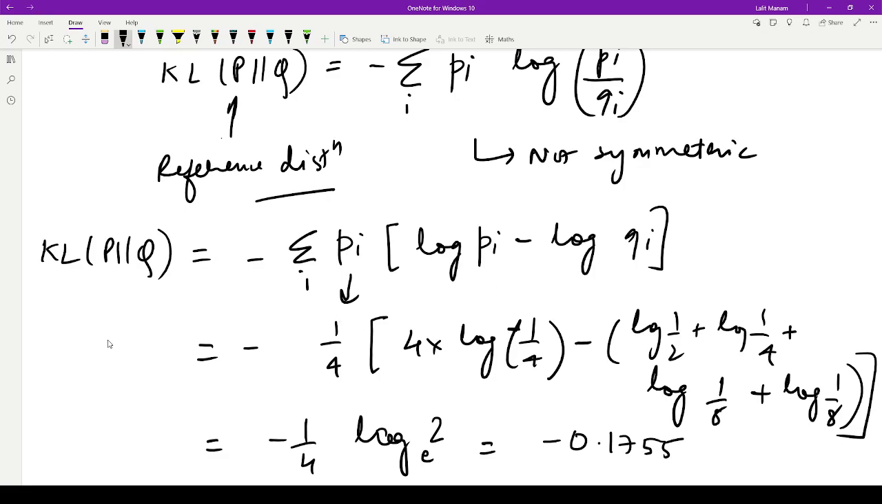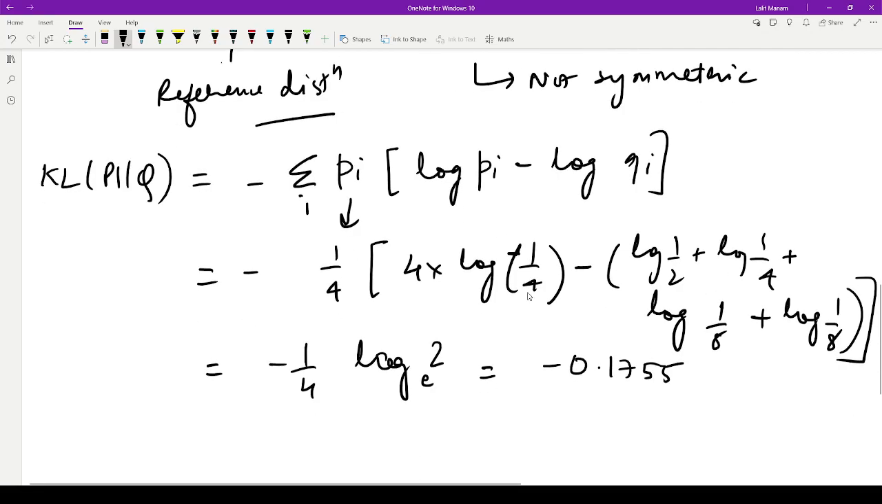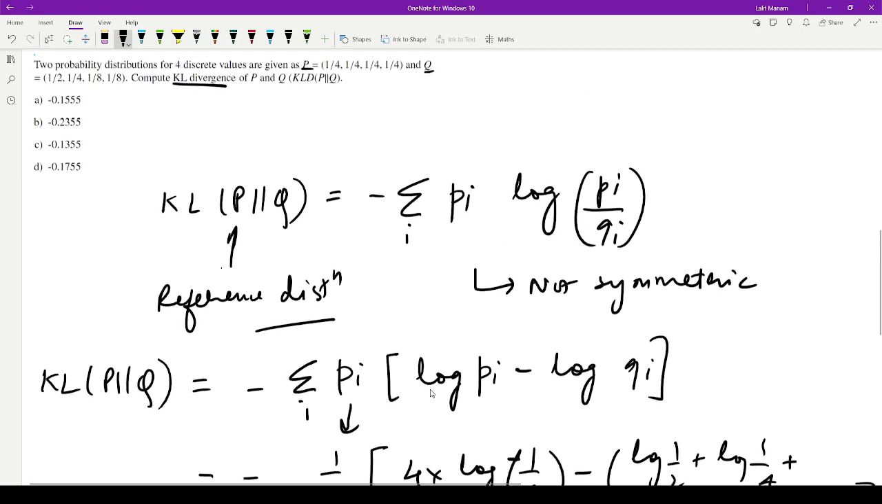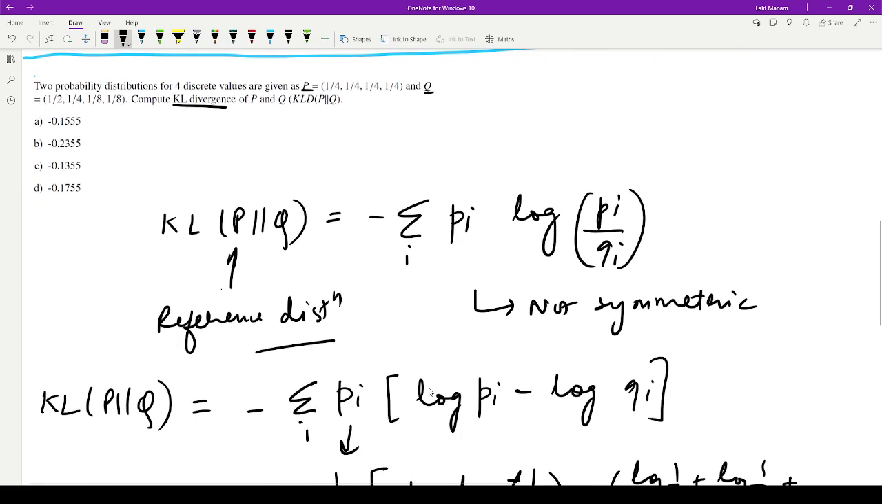So I just solved this equation. There's nothing much to do. This turns out to be minus 1 by 4 log 2 to the base e. Well, e, if you know, is just 2.71. So this thing turns out to be around 0.7, that is 0.69 something. If you put 0.7, this answer is minus 0.175. I hope this question is clear. There's nothing much in this question.